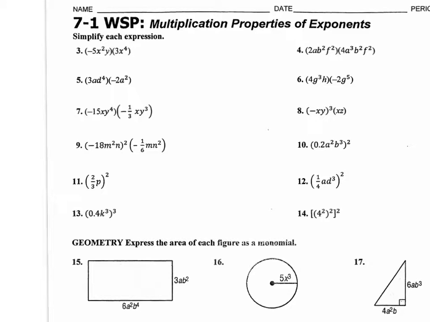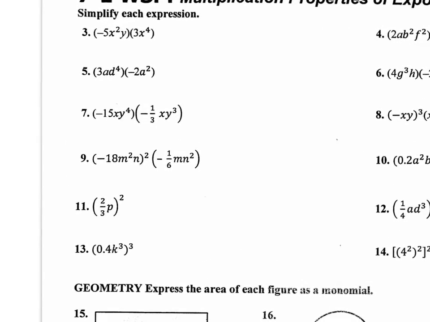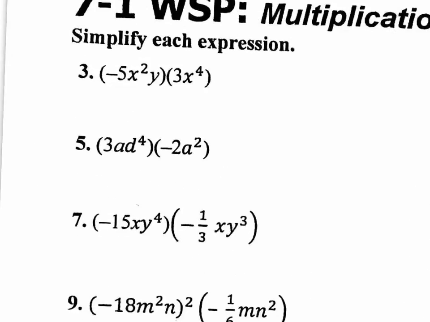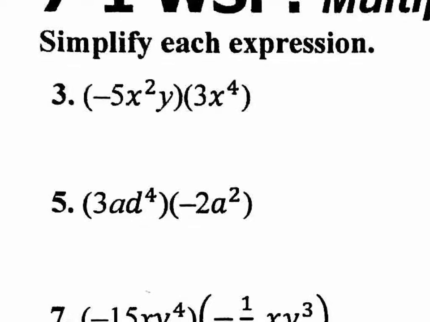Let's take a look at number 3. Sure, why not? So notice that there are no exponents on the outside of the parentheses, so you're not going to be distributing anything. This is really just saying this times this, and that's just rule number 1.